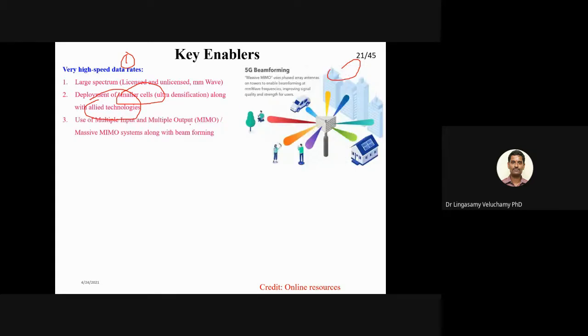Next is the use of multiple input, multiple output technology, massive MIMO, along with beamforming technology. What is the great advantage of MIMO? If you have only one antenna at the receiver side, you will send one set of data. But if you have multiple antennas, then you can send multiple data, so that you are enhancing the data rates.